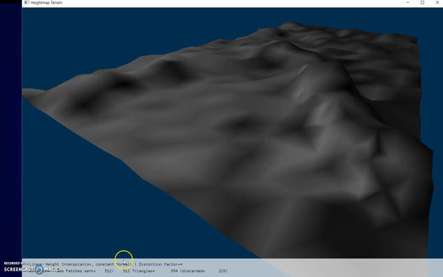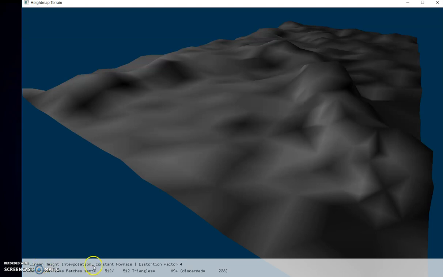You have in the bottom a banner with information. You have the quality or smoothness mode here, distortion or tessellation factor there. You have the duration of a single frame in milliseconds. You have the number of patches of the model, the number of patches sent to the pipeline, the number of triangles reaching the fragment shader, and also the number of triangles discarded by the pipeline.